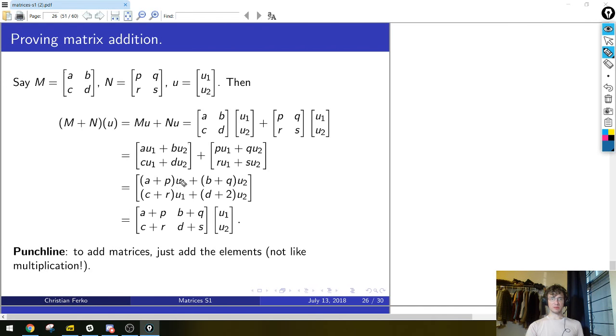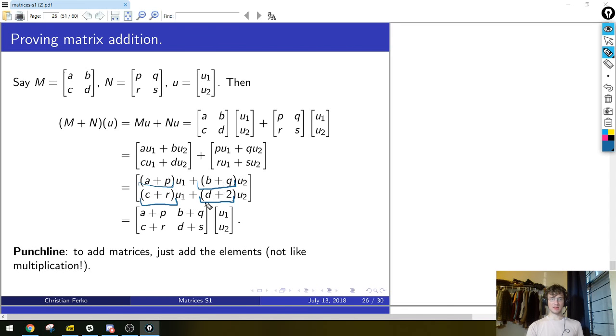The things multiplying U1 are A and P, so A plus P U1, B plus Q U2, C plus R U1, and D plus S U2. And then the last step is to write this thing as a matrix times a vector. And again, the usual rule is we picked the definition so that it is reminiscent of the positions of these 4 numbers. So to write this as a matrix times a vector, you take those 4 numbers and just put them in a square array.